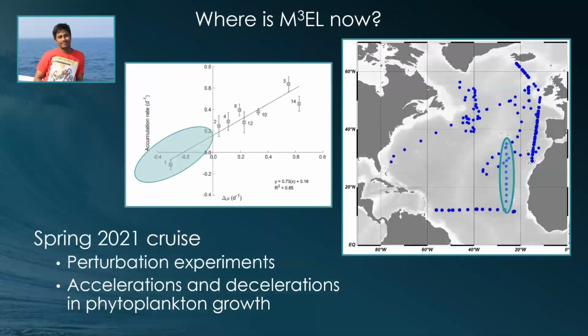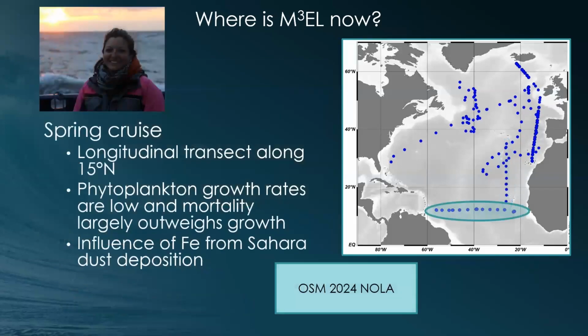So where are we now? Well, my PhD student that joined, I think 6 months ago, is now looking at a cruise that we did in the height of COVID in spring of 2021, where we did similar perturbation experiments now down here. But this time we did both accelerations and decelerations in growth. And so what we want to see is kind of the opposite. Can we get it where we actually have a negative decrease in phytoplankton biomass? And so that will be coming soon.